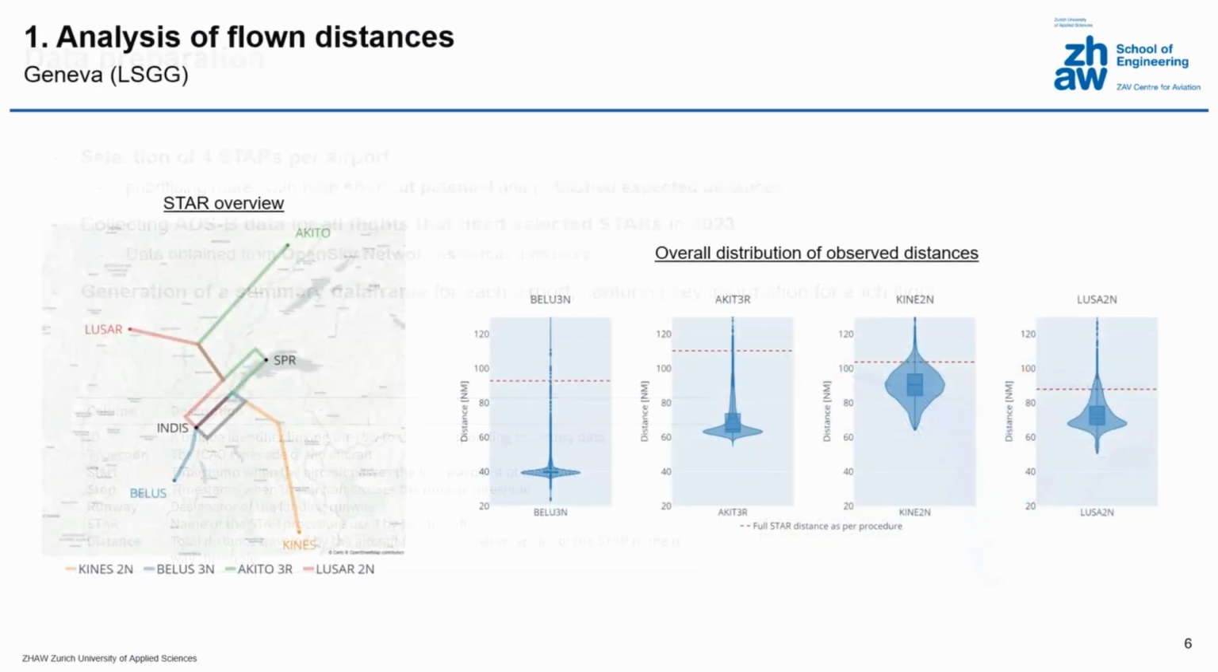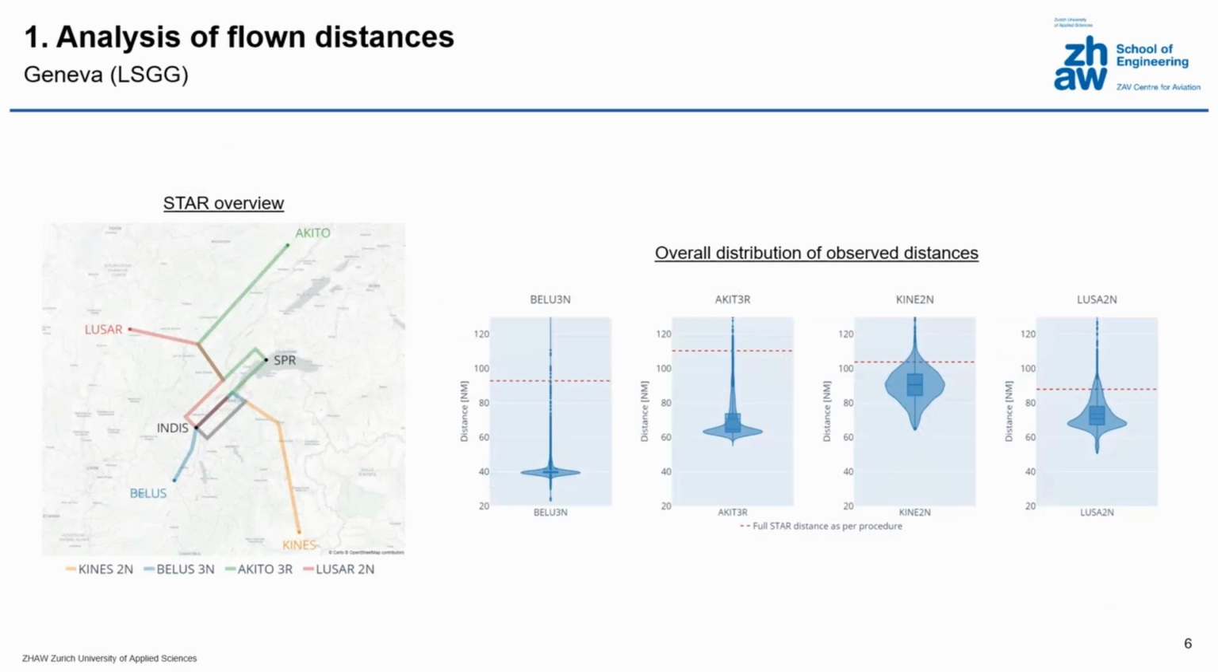And based on these data frames, it was then pretty easy to generate plots which show us the distribution of observed actual flown star distances for all the different stars that we selected. And here we see the corresponding plots for the 4 stars at Geneva Airport. Hereby the blue violin plot with also overlaid box plot shows us the distribution of the observed distances that were flown, and the red horizontal line additionally indicates the distance of the full star procedure as published.